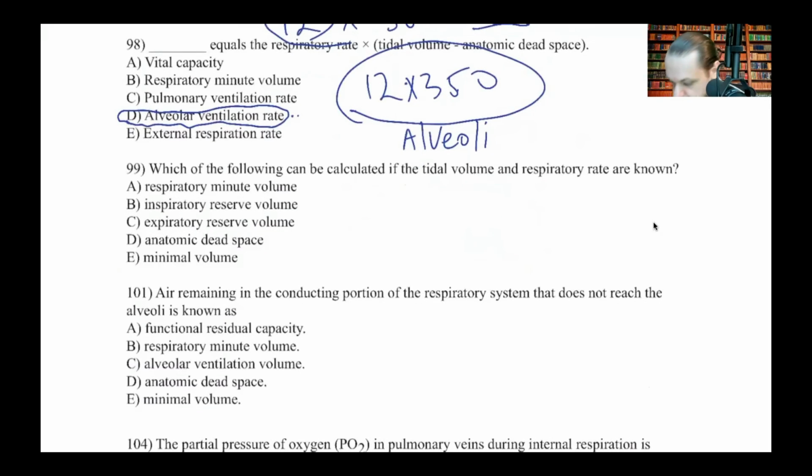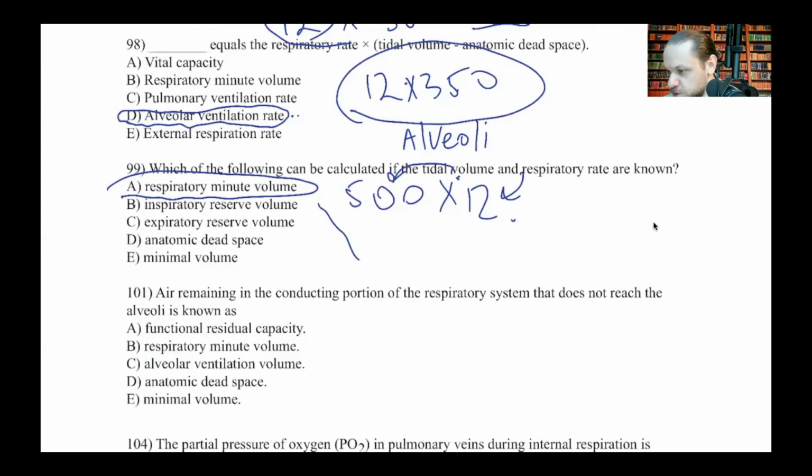All right, let's do 99. I'm going to start calling on people who already went, who have their hand up. Let's do Ian again. Ian for 99. Which of the following can be calculated if the tidal volume and respiratory rate are known? I put A, respiratory minute volume. Yeah, this is your base. This is your calculation without the dead space. This is your 500 times 12, right? Tidal volume is known, 500. Respiratory rate is known as 12. Respiratory minute volume is what you get. So good, correct.